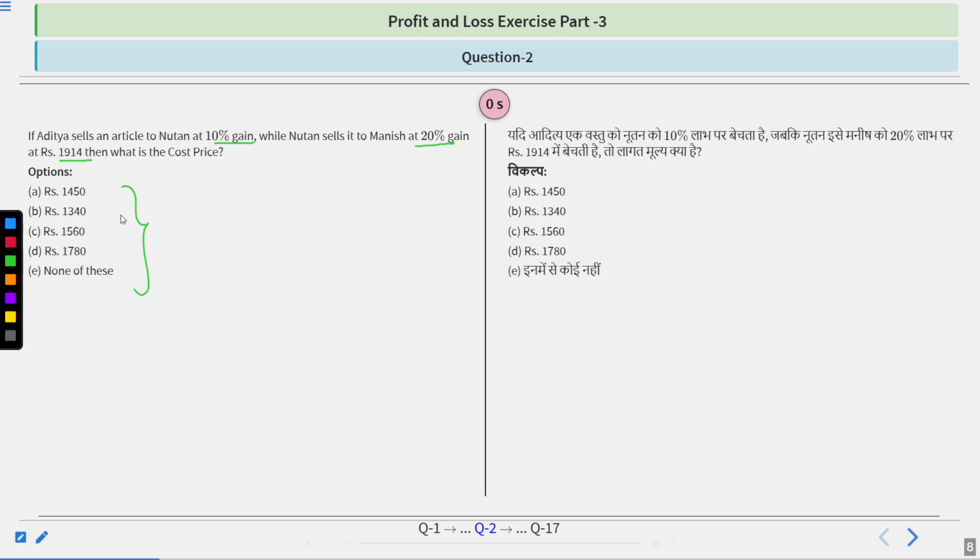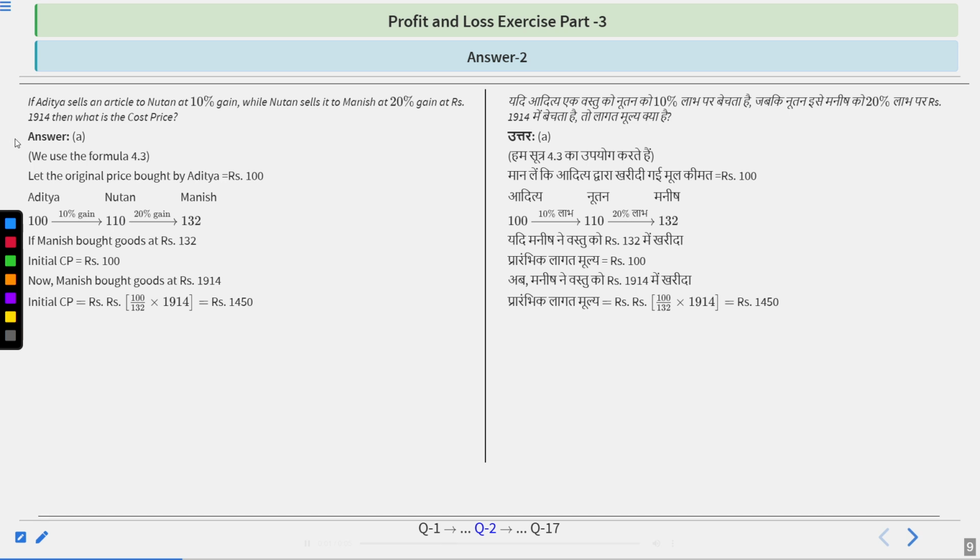Now time's up. Let's see the solution. We are going to use formula 4.3. Let the original price bought by Aditya be 100 rupees. Clear? Cost price we let 100 rupees.